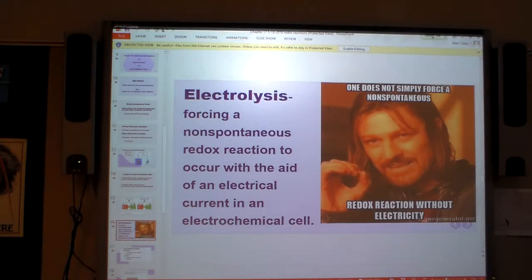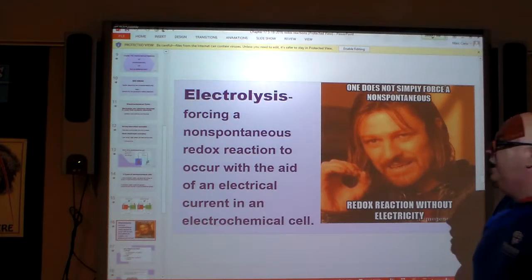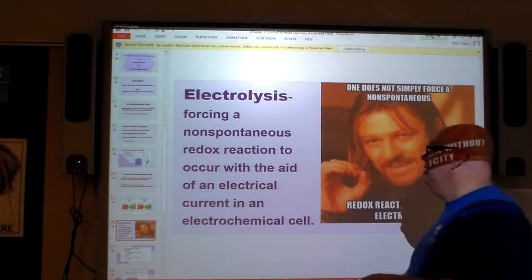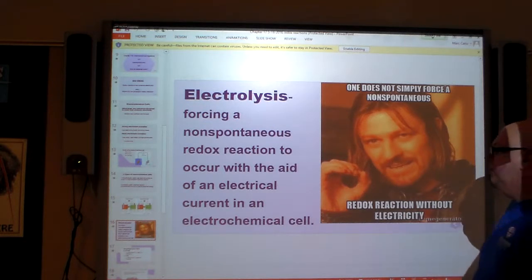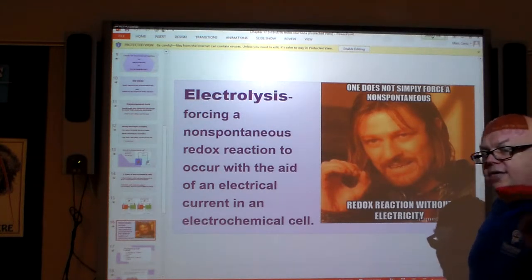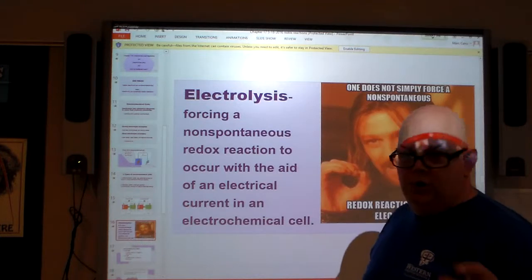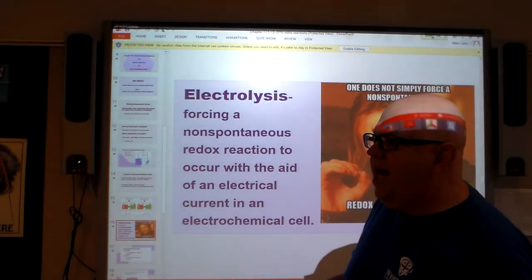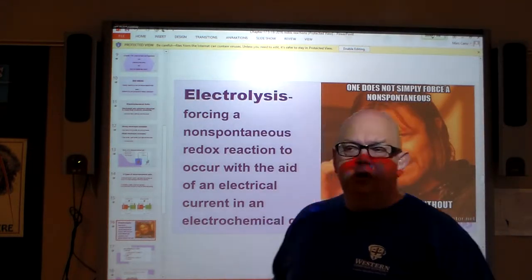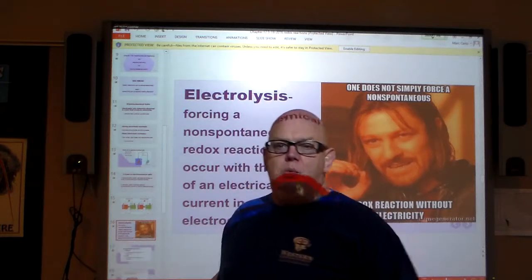Electrolysis is forcing a non-spontaneous redox reaction to occur with the aid of an electrical current in an electrochemical cell. In a way, think about a rechargeable battery. In a rechargeable battery, we put the battery in our phone, we use our phone, and the battery runs out.